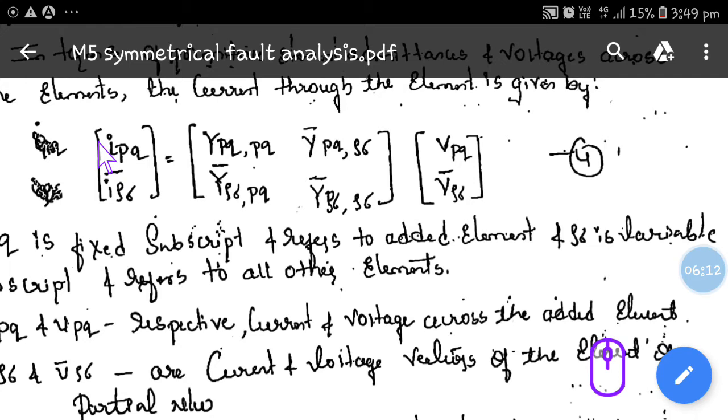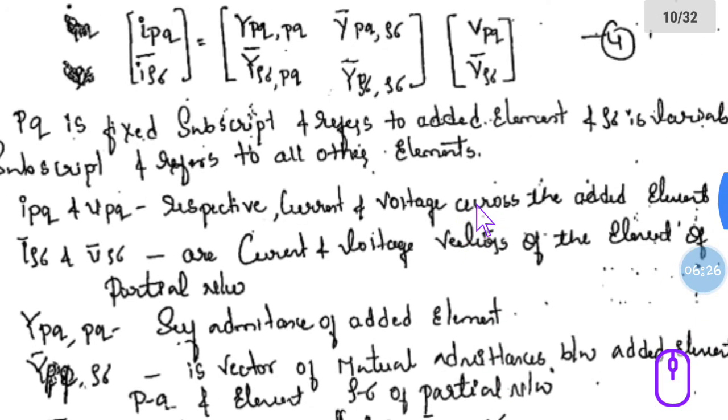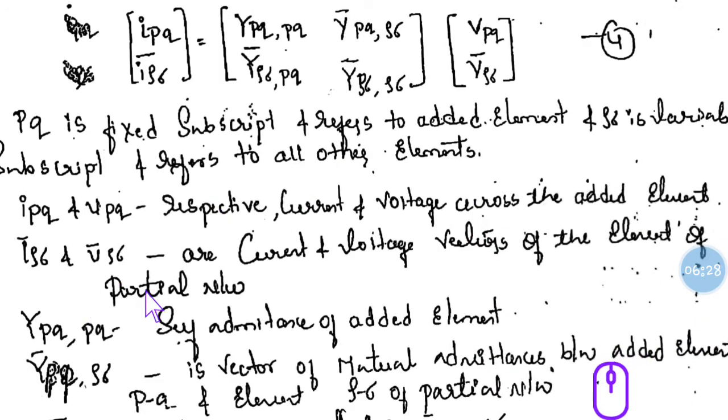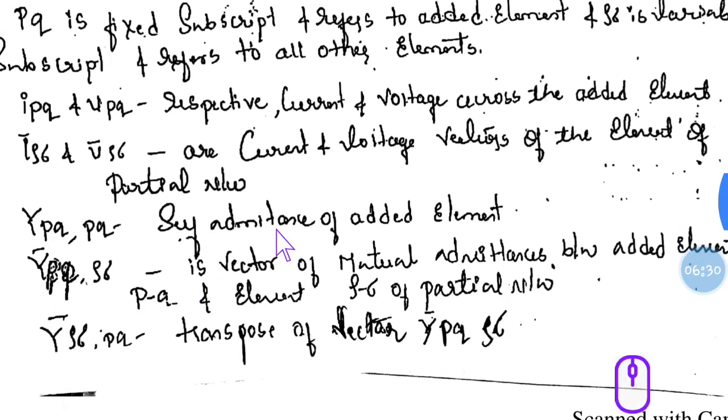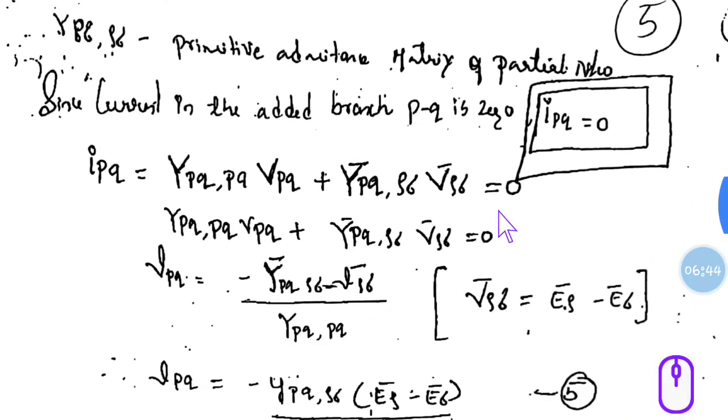Okay. So once you are done here, take it from this IPQ. IPQ is equal to YPQ,PQ into VPQ plus YPQ,rho sigma into V rho sigma. I am writing this here. These are all specifications: what is current, what is voltage, admittance. YPQ,PQ is the self admittance. And this is mutual, YPQ,rho sigma, and the same thing is there as Y rho sigma,PQ. One is the vector, the other is the transpose of the vector. Okay. So now current I will take IPQ as 0.